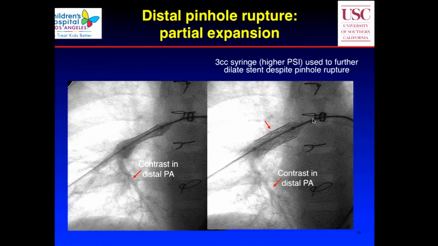So if you push really hard, the amount of fluid that goes into the balloon is more than what exits the balloon. And in doing so, you can still inflate the balloon to what you need if you use a smaller syringe. Sometimes you have to use a 1 cc syringe if it's a small balloon. So you can see how in the same situation, we just took off the inflator, put a 3 cc syringe with higher PSI, and you can actually overcome the pinhole.